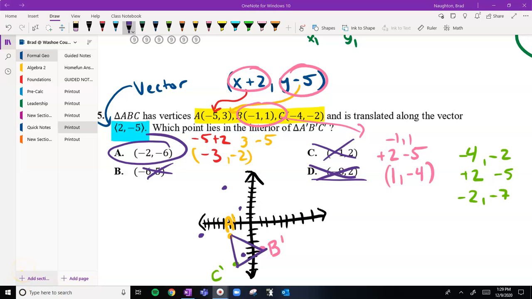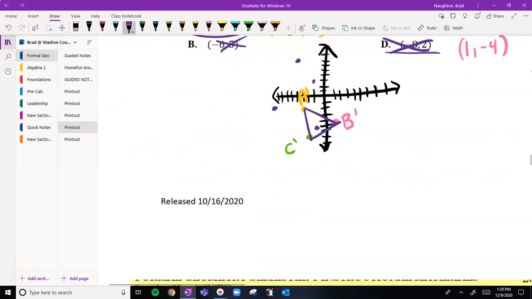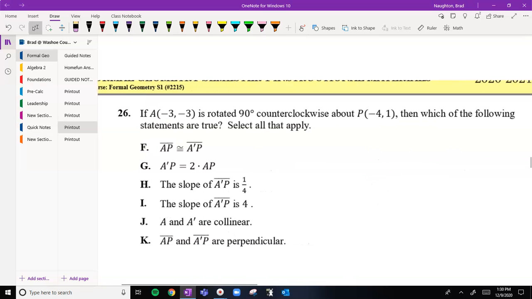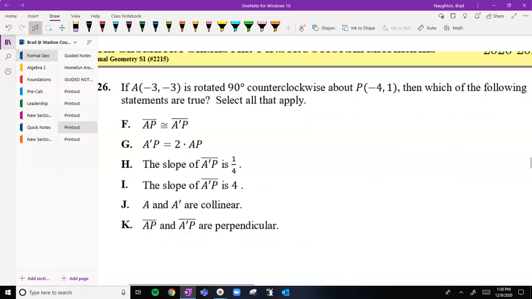All right, time to move on forward to 26. So on 26, we thankfully only have one point that we're going to move, but it would be helpful once again to have a coordinate plane.